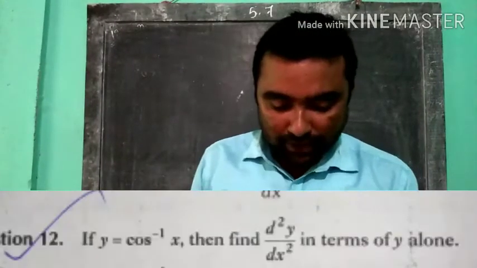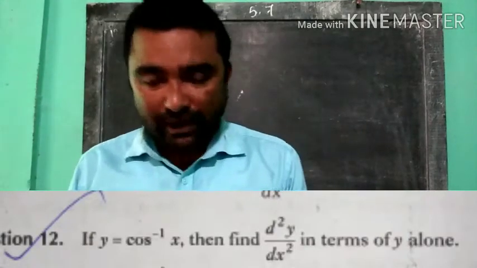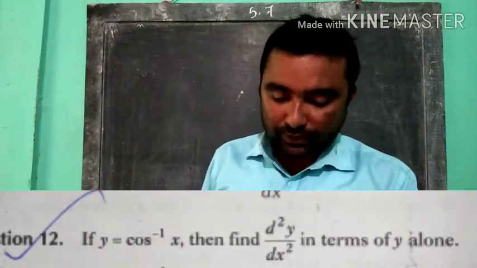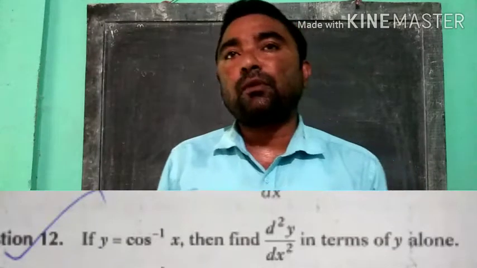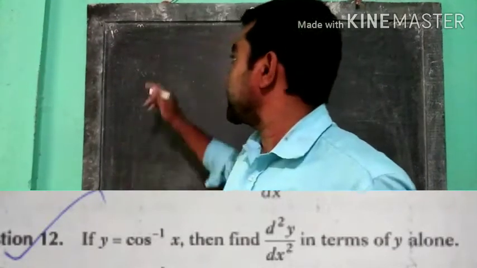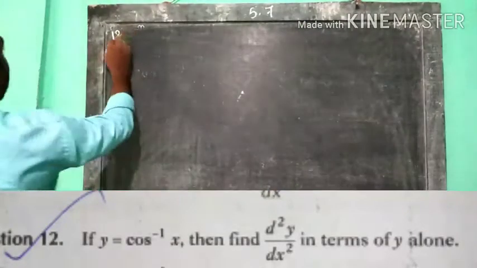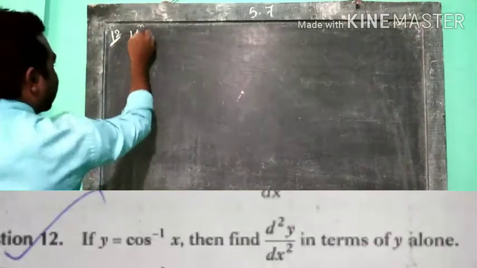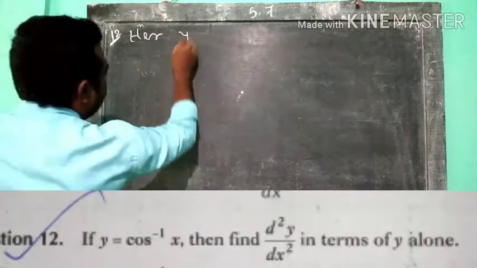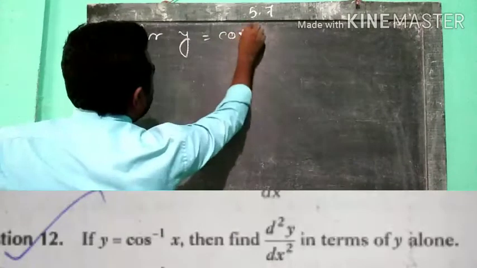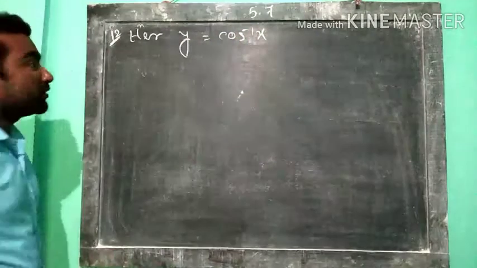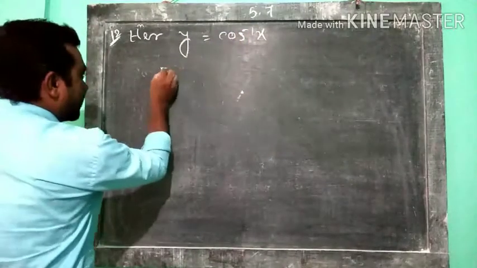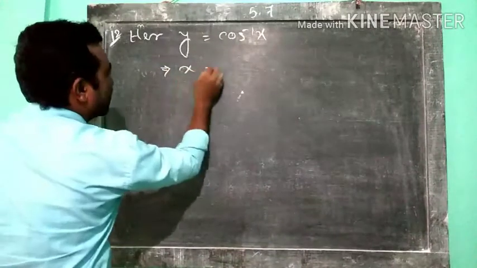Question number 12 is: if y equals cos inverse of x, then find d2y/dx2 in terms of y alone. So first, let's try to solve question number 12. It is given that y is equal to cos inverse of x. Since we want it in terms of y alone, this can be written as x equals cos of y.